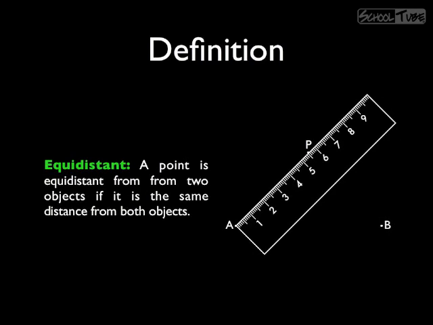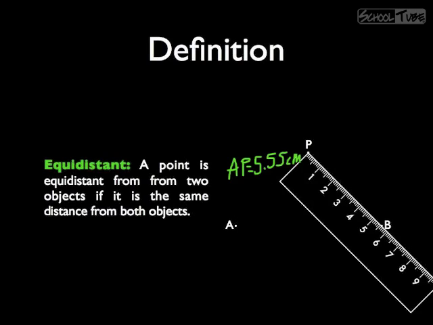So for example, in our figure here, you will notice that point P happens to be about 5.5, actually it's a little bit more than 5.5, so let's go with 5 55/100 centimeters away from point A. You will also notice that point P happens to be about 5 55/100 centimeters away from point B. So therefore we say that P is equidistant from points A and B.